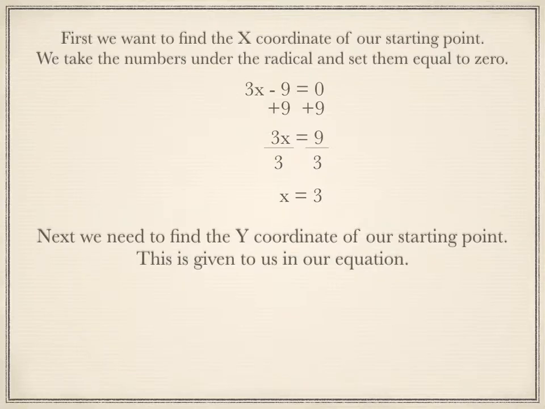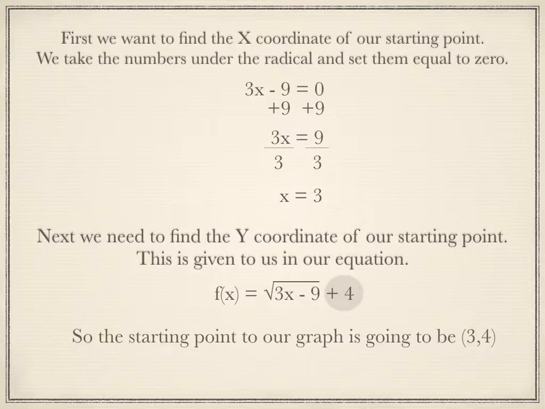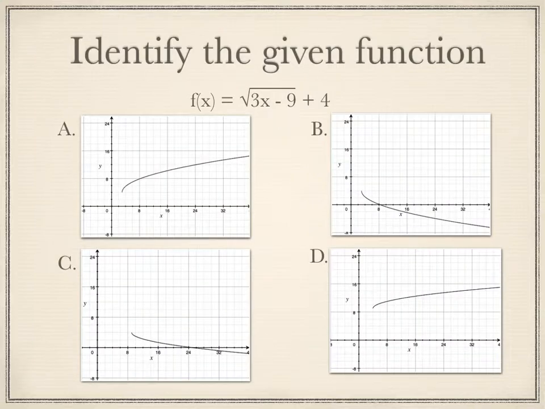Next, we need to find the y-coordinate of our starting point. This is given to us in our equation. If we look at our equation, the starting point of our y is given there at the end, the plus whatever, or minus whatever. So in this case, we have a plus 4. So the starting point of our y-coordinate is going to be 4. So the starting point on our graph has got to be (3, 4).